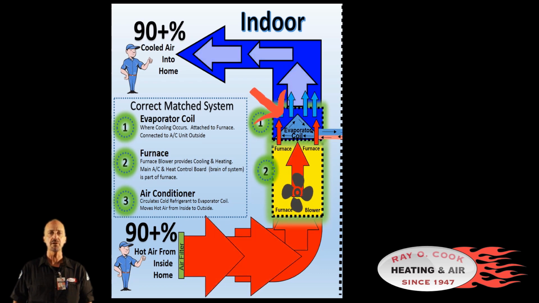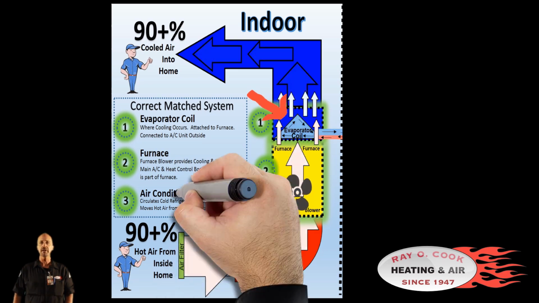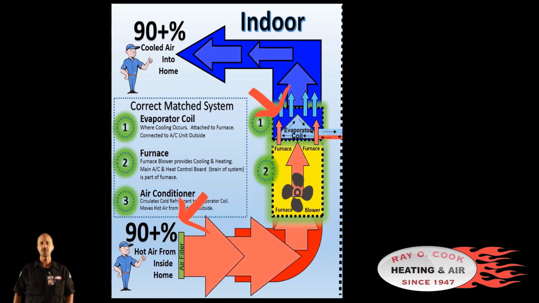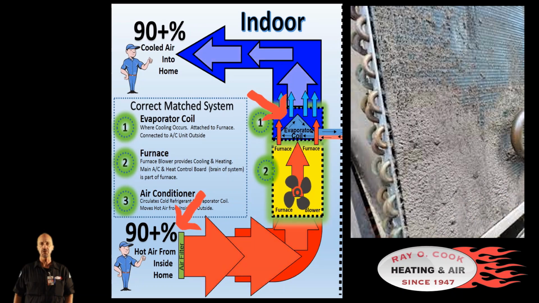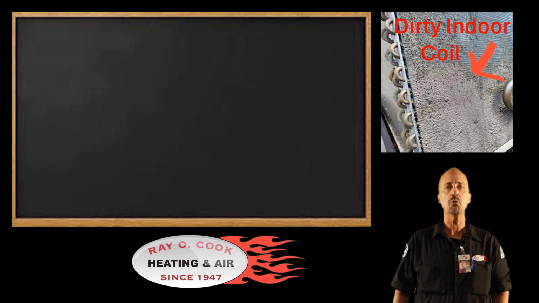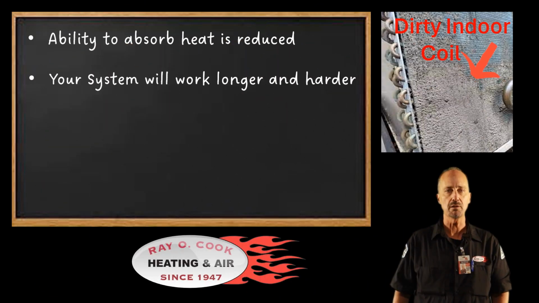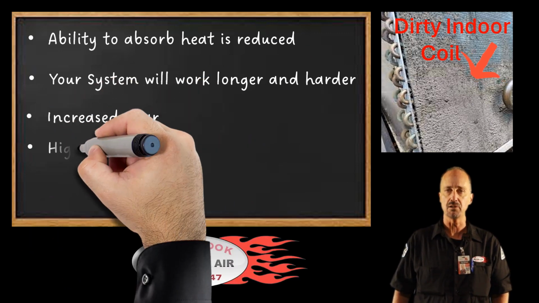This coil can become dirty over time from the particles in the air coming from your home. Although your air filter can catch most of the dust, dirt, and particles in the air before it reaches your indoor coil, that's not always what happens over time, because every filter will allow some particles to pass through it. Should your indoor coil start to load with these particles, its ability to absorb the heat from your home is reduced. Your AC system will work longer and harder to keep you comfortable. This adds wear and tear and can cause a higher utility bill.